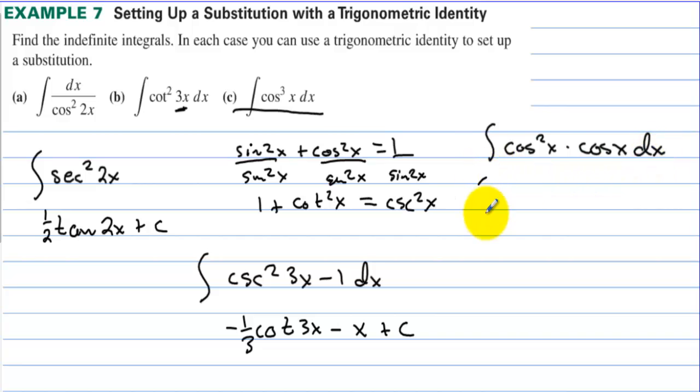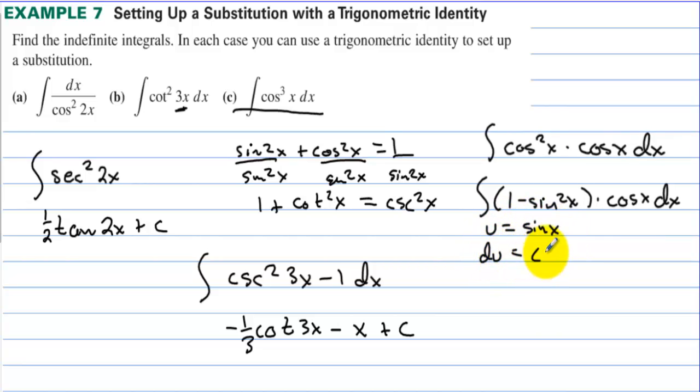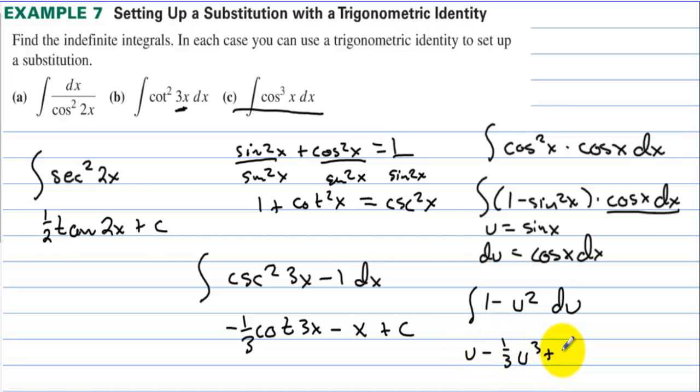With example C, we can change cosine to the third into cosine squared x times cosine x. And then we can change cosine squared into 1 minus sine squared x times cosine of x. And then we can let u equal sine of x. That way du is equal to cosine x dx. And we have cosine x dx. Now this turns into the integral of 1 minus u squared du. Now the u is sine, so this would be u squared. The integral is u minus 1/3 u to the third plus c.